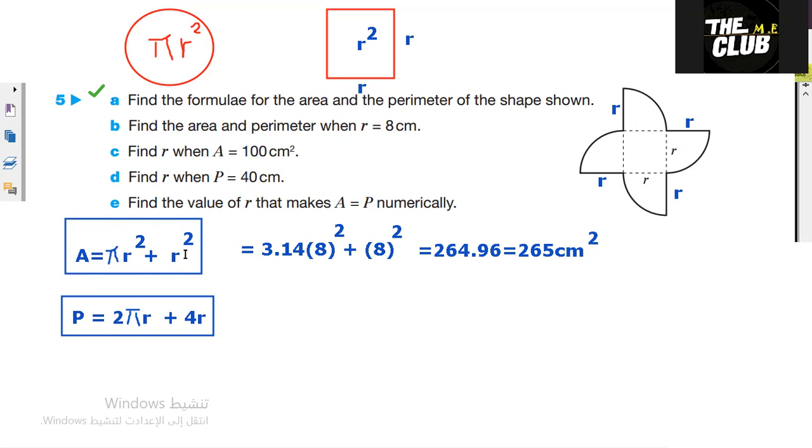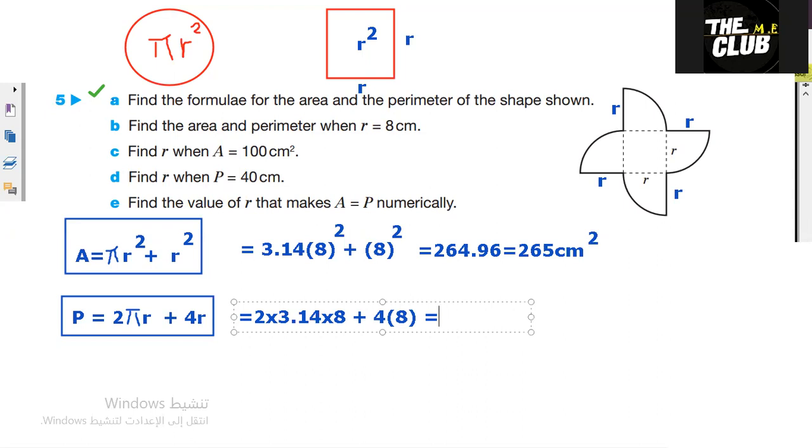Now, the second part is the perimeter, finding the perimeter using the radius 8 here. Same idea. So it's going to be 2 multiplied by 3.14 multiplied by 8, which is the radius, plus 4 multiplied by 8, like this. Each time you remove a variable, you put brackets instead of it. You can put the whole thing in the calculator, and it will give you the answer.